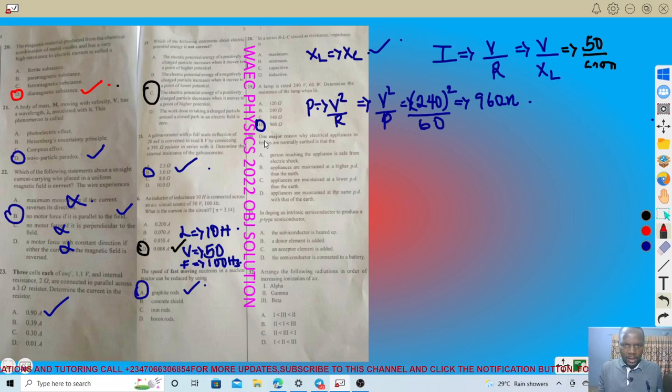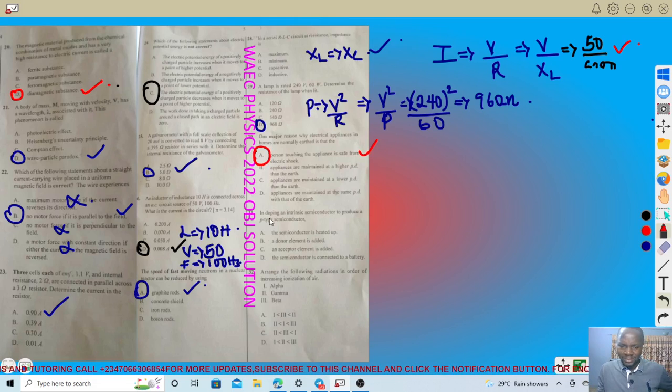The next says, one major reason why electrical appliances in homes are earthed is to prevent electric shock. We've talked about this under what we call RC circuit on my page. You can check it out. So this is just so the person is safe from electric shock.